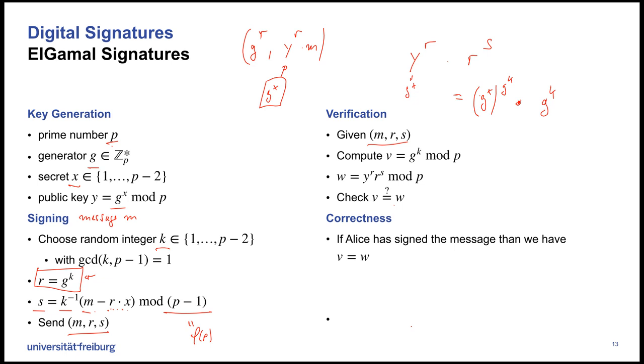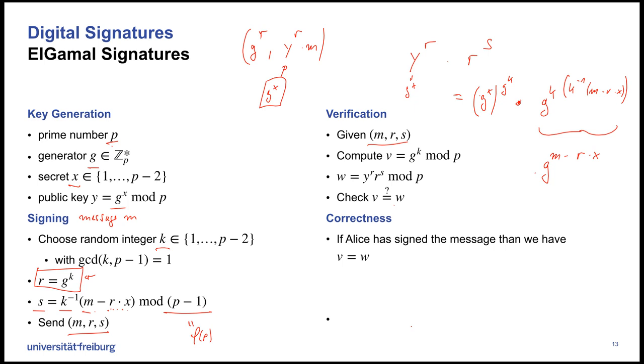No, r to the s. Sorry, so r is g to the k. And so the exponent is k to the minus 1 times m minus r times x. Okay, so that's happening in the exponent. Now in the exponent, that's why we have k to the minus 1. We are computing modulo p minus 1, so this is really the fitting one. So here we get g to the m minus r times x. Okay, so that's the right component.